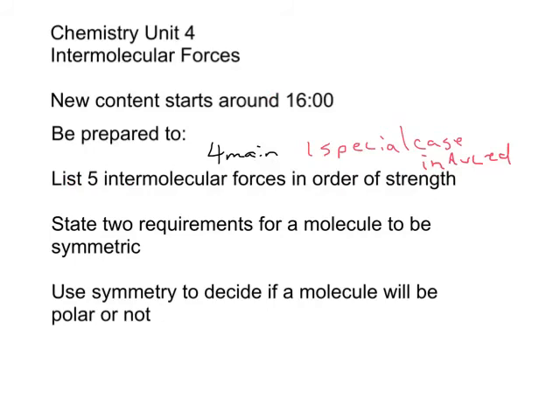Also, I need you to tell me what the 2 requirements are for a molecule to be symmetric. State that in the video, and then use that symmetry to decide if a molecule will be polar or not. I kind of harp on about the fact that molecules may have polar bonds, but that doesn't mean that the molecule in its entirety is polar. So be able to use whether it is symmetric or not to decide if it will be polar.